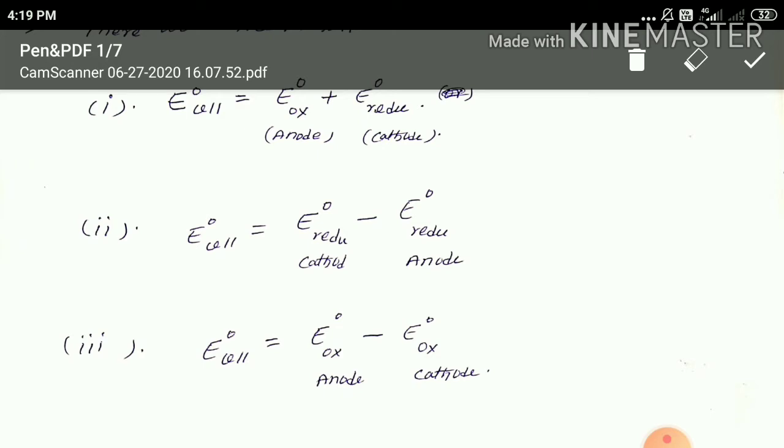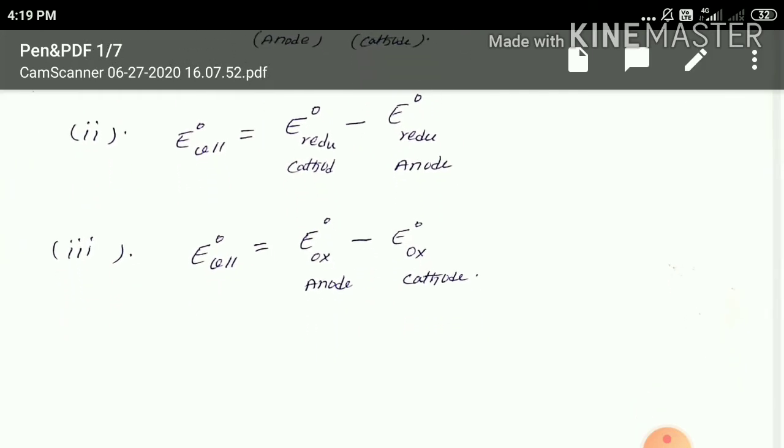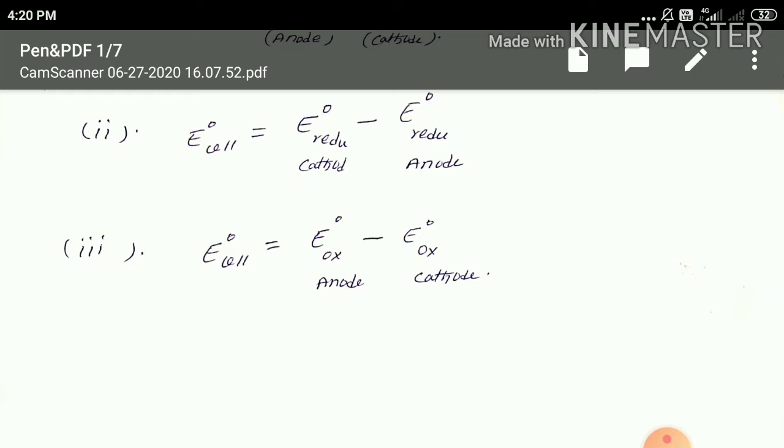If you have the oxidation potential of anode and the oxidation potential of cathode, at that time we can calculate the EMF value of the cell like this. The difference between the oxidation potential of anode and cathode is equal to the EMF value of the cell, like this. So in these three ways we can express the EMF value.